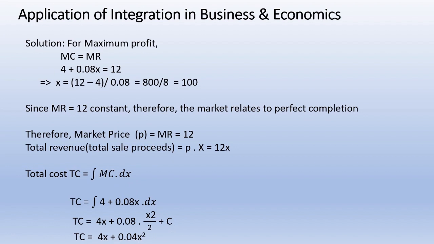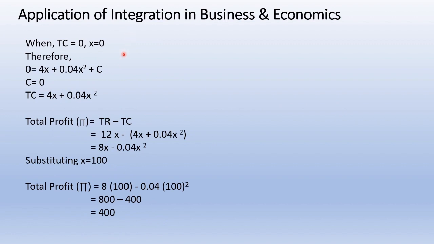When TC is equal to 0, X is equal to 0, therefore, substituting values we get C is equal to 0 and hence TC is equal to 4x plus 0.04x square. Total profit pi is equal to TR minus TC is equal to 12x minus (4x plus 0.04x square) is equal to 8x minus 0.04x square. Substituting x is equal to 100, total profit is equal to 400.